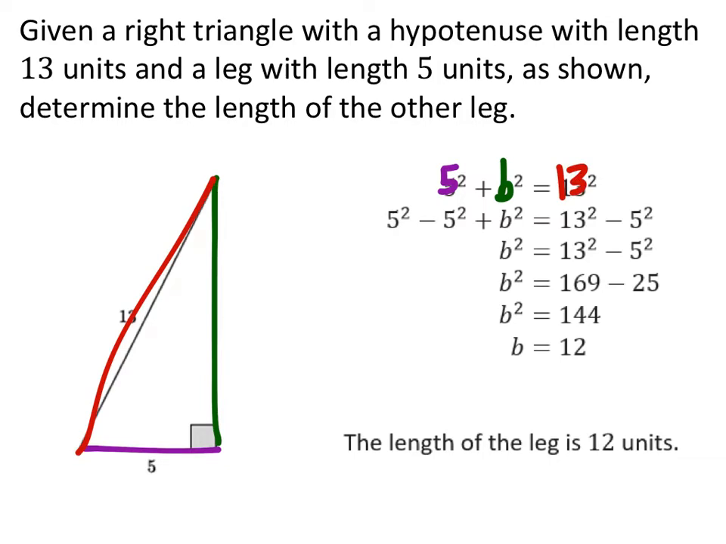So we're just going to expand that out. I got 5 to the power of 2, which is 25, plus b squared equals 13 squared, which is 169. So to solve that equation, I would subtract 25 from both sides. And then I would get b squared equals 144. And then we just take the square root of 144. If you put that in the calculator, it will give you the whole value of 12. So the length of this leg is 12 units. We'll go into more detail on the next one.